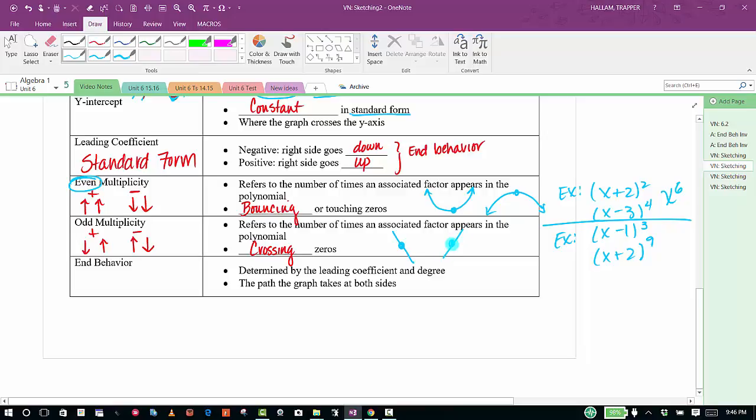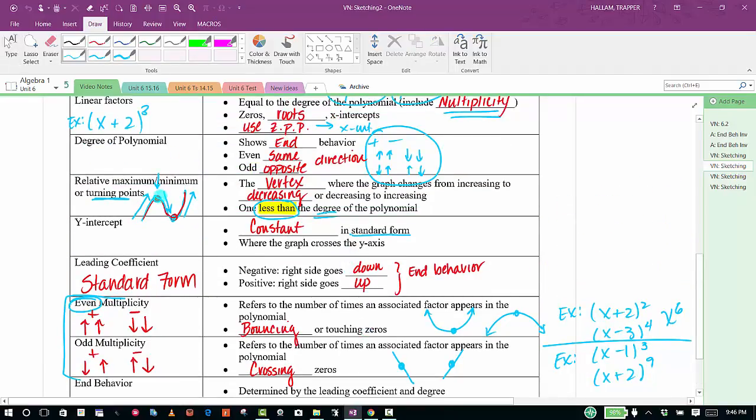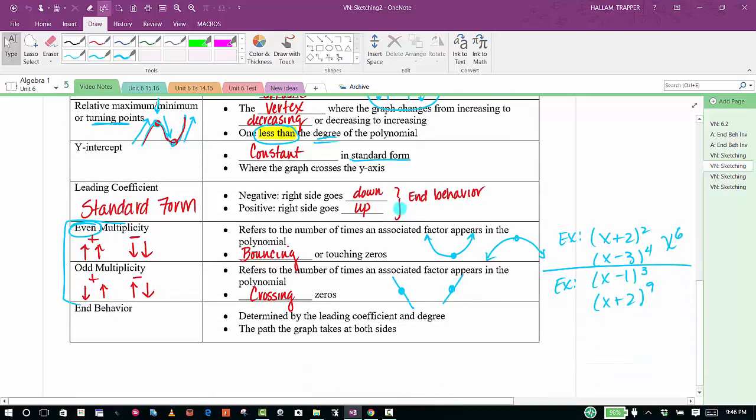So that's actually a huge piece of information, multiplicity, to tell us what's going on in the middle of our polynomials. And end behavior does the ends. So between those two, you can graph all of it, and then you tie in the y-intercept, talk about some relative maximums or minimums, and you're pretty good. Again, end behavior is determined by the leading coefficient and the degree. That's why I said they were tied together. And then it's the path that the graph takes on both sides. But we've talked about that a little bit.